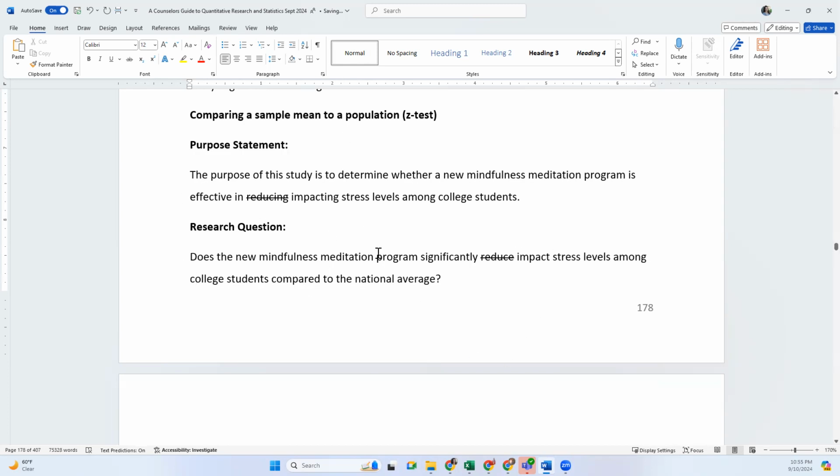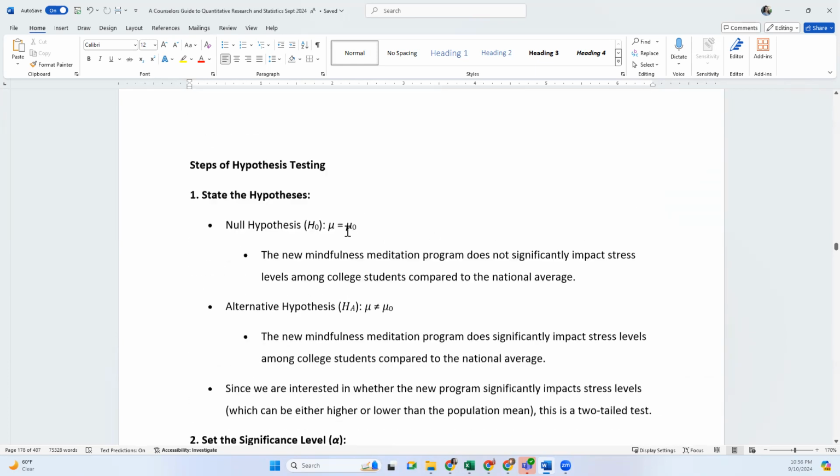All right, so does a new mindfulness meditation significantly impact stress levels? So I'm going to reduce my bias that I think it's going to reduce, unless I have enough research to support that already, and I'm just trying to continue to test it and expand the research that's on it.